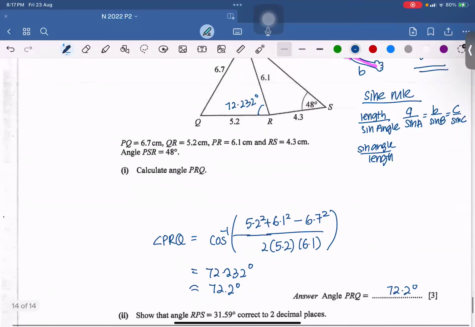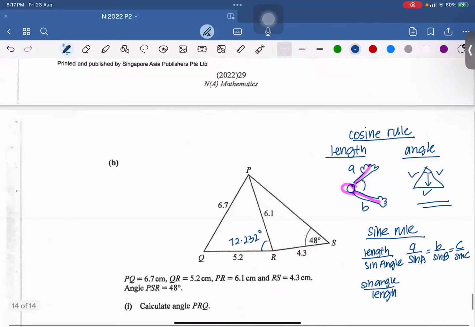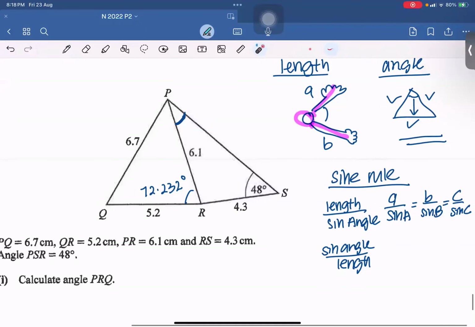Next question. Show. When they ask me to show, actually it's equivalent to finding the angle and making sure that the answer is this. Now I'm actually finding angle RPS. Where is angle RPS? Oh, RPS is this angle. So we're saying that I have 2 sides, but the angle is not in between them. So I cannot use the cosine rule. Therefore, I must use the sine rule.